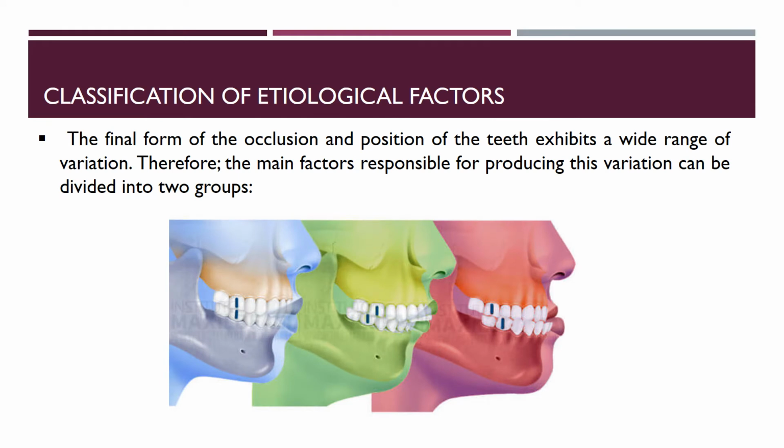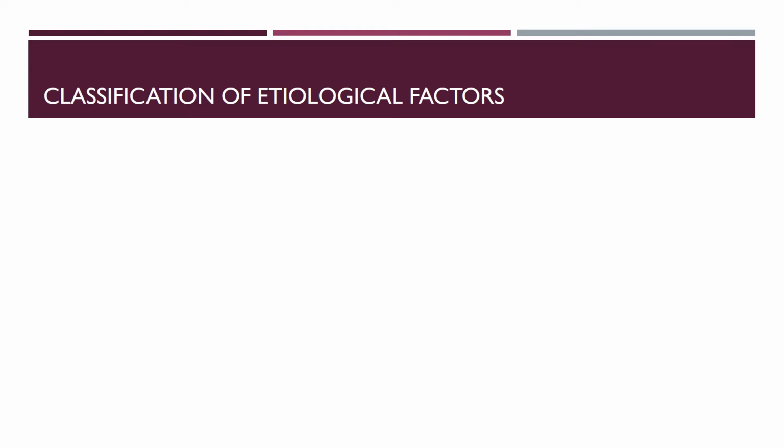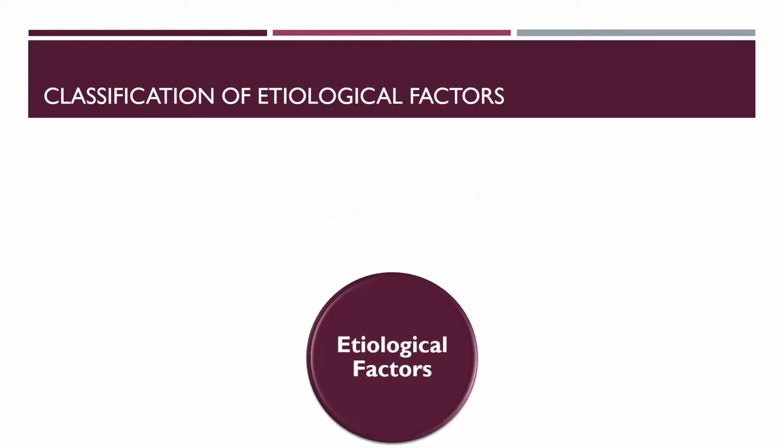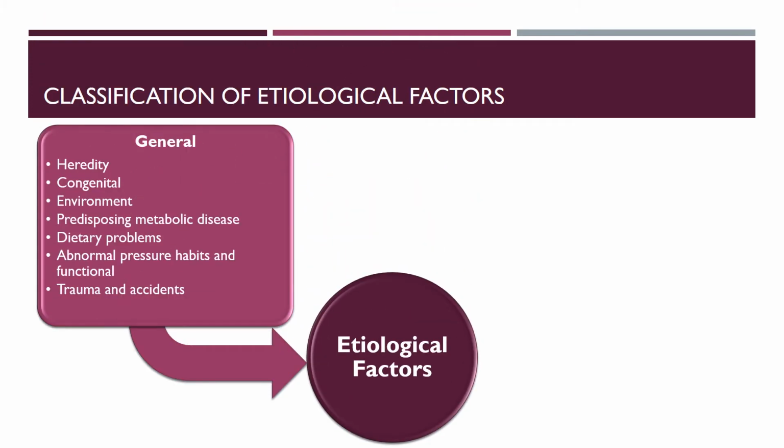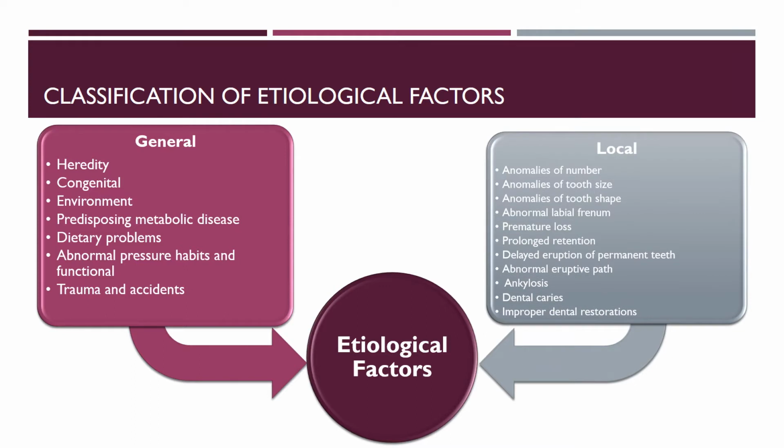The final form of the occlusion and position of the teeth exhibits a wide range of variation. Therefore, the main factors responsible for producing this variation can be divided into two main groups. According to Graber, the main etiological factors of malocclusion can be classified into either general or local factors.